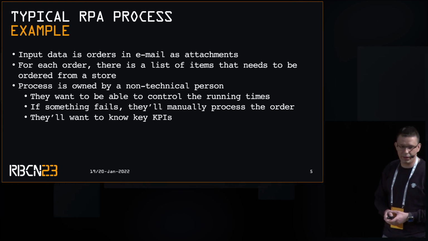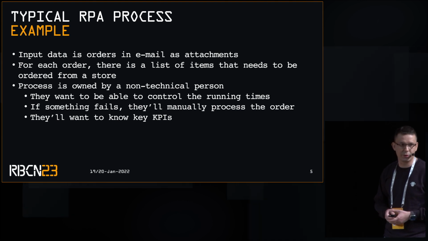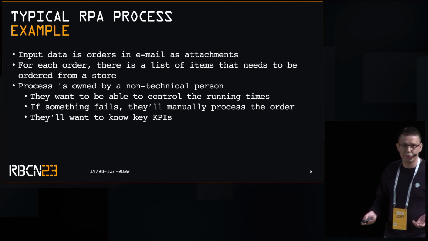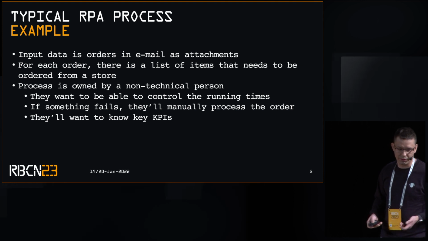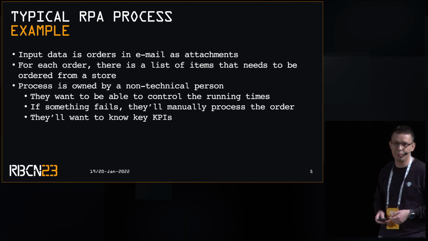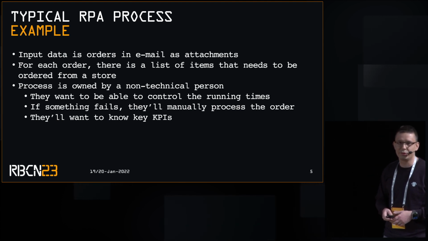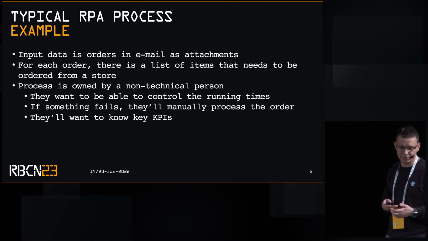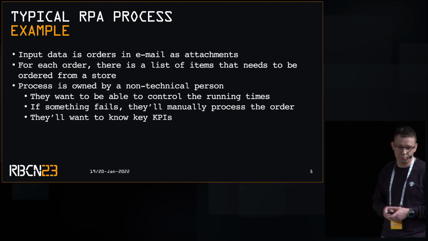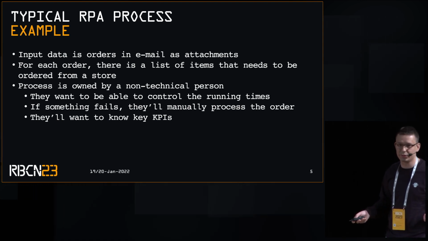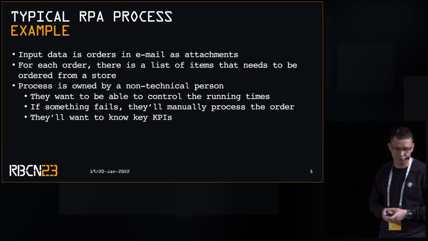Okay, so here is an example of what a typical RPA process could be. There is usually some input data, as mentioned. It could be maybe orders in an email as an attachment, so you need to be able to fetch them somehow. There is usually some kind of looping construct. For example, here it could be for each of the orders, there could be a list of items that need to be ordered from the store.